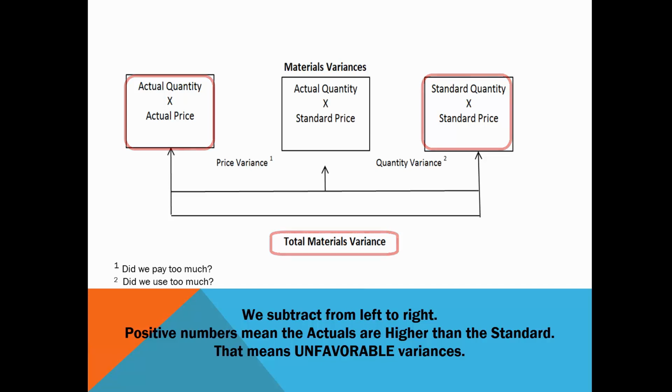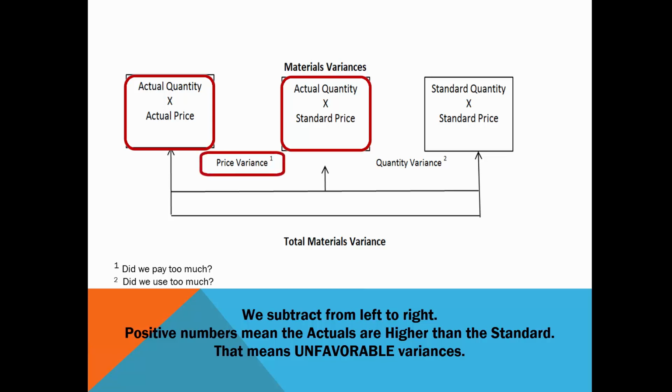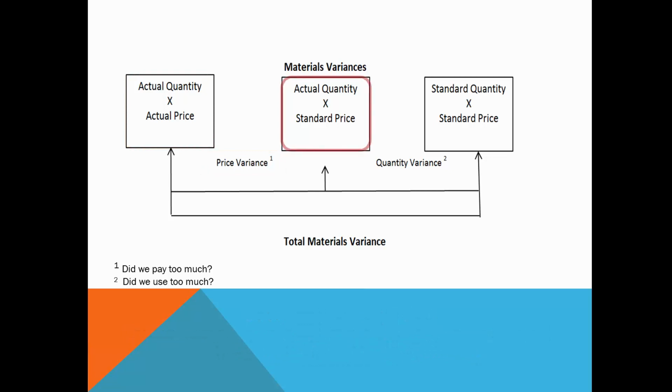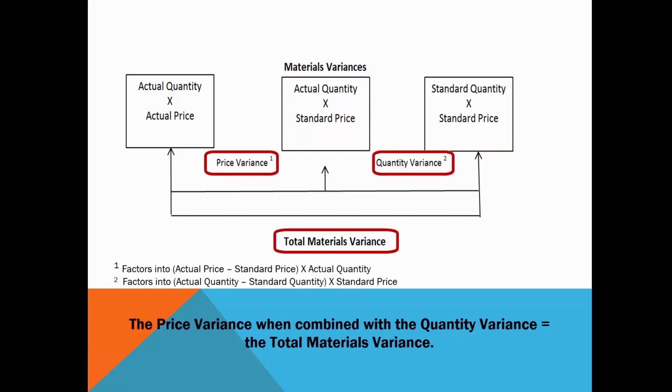To break it down to price and quantity, we'll take what I call a magic square. We'll put the magic square in the middle, actual quantity times standard price. Again, we subtract from left to right: actual quantity times actual price minus actual quantity times standard price. And what's going to happen, somewhat counterintuitively, is that positive numbers mean the actuals were higher than the standards. So those are bad news. Those are unfavorable. Actual quantity times actual price minus actual quantity times standard price gives us the price variance. Actual quantity times standard price minus standard quantity times standard price gives us the quantity variance. And those two variances should total up to your total materials variance.